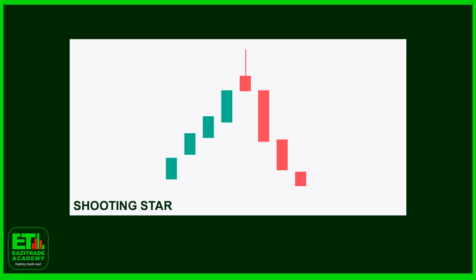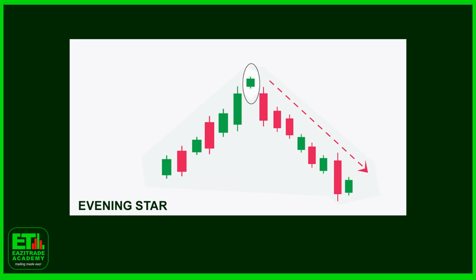The one we're going to be looking at is the one we call the evening star. Okay, here is the evening star. Look at the formation. You see that we are in an upward trend. This is the last bullish candle that was formed, followed by this other candle. Then we have another red candle. This is what we call the evening star.